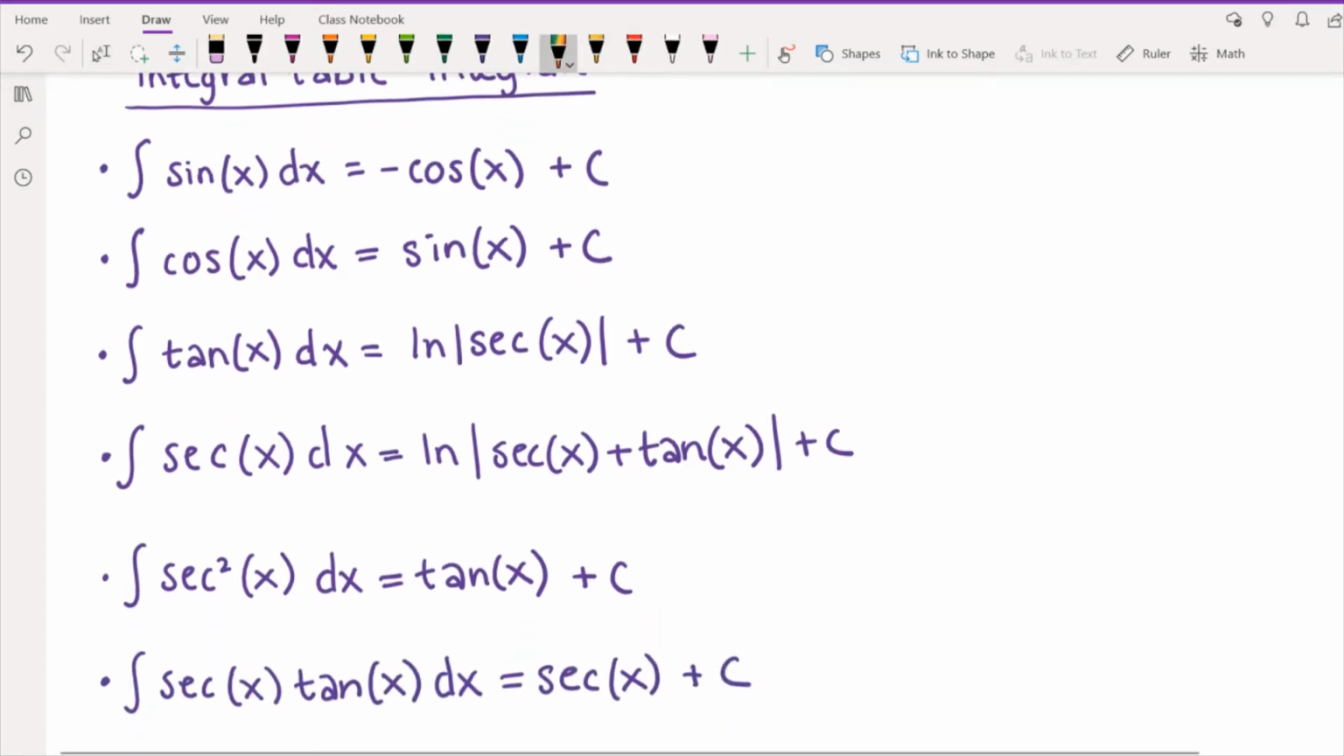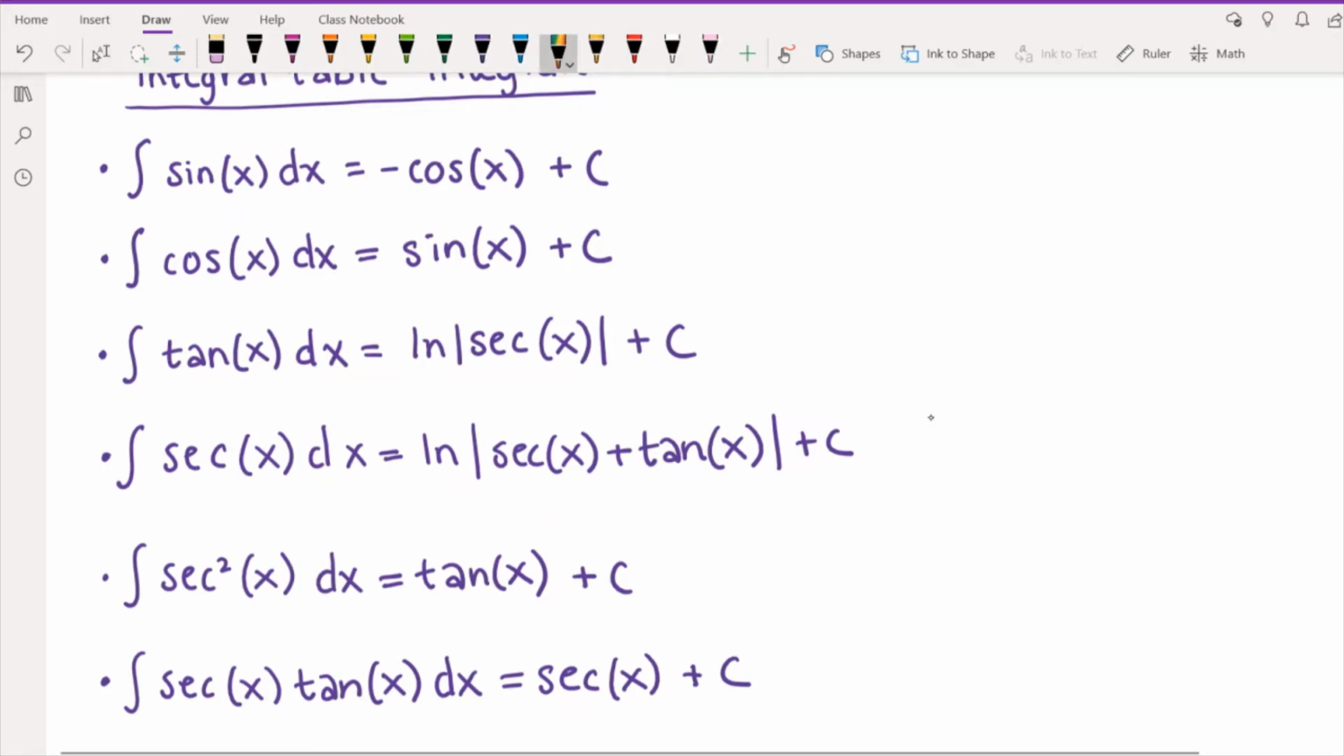We hopefully all know the antiderivative of sine of x is negative cosine of x, and the antiderivative of cosine of x is sine of x. Tangent, we actually talked about when we did substitution. We wrote tangent of x as sine of x over cosine of x, which allowed us to do a substitution, and the antiderivative came out to be ln of the absolute value of secant of x.